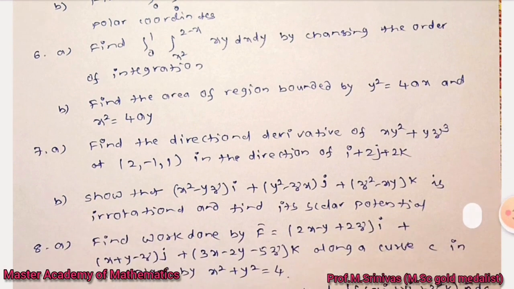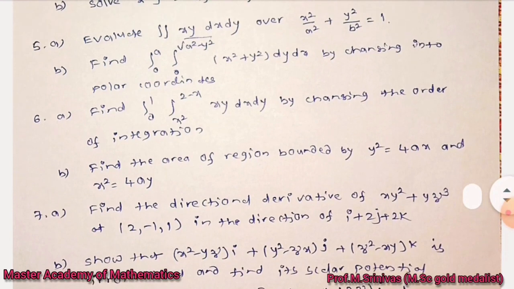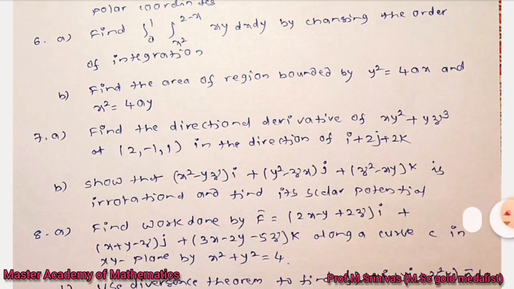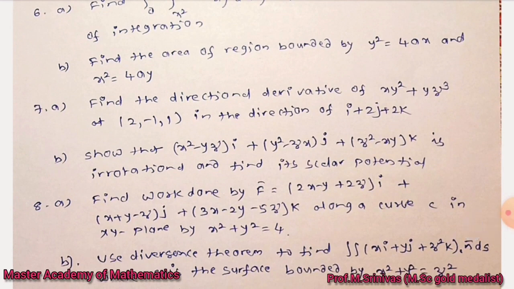Next, 7th A bit. So when you consider this, the fifth and sixth both belong to the third unit. Now coming to 7th A bit: find the directional derivative of xy square plus yz cube at the point (2, -1, 1) in the direction of i plus 2j plus 2k.